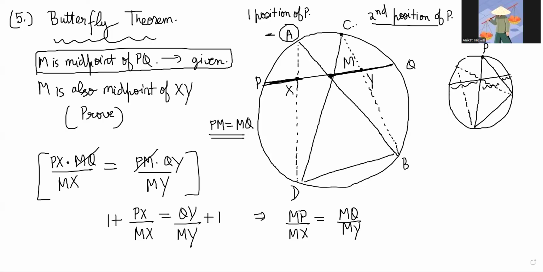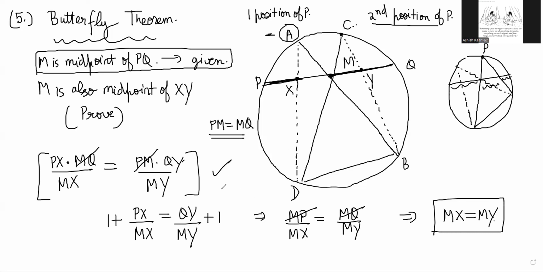And Mp and Mq are already equal. So we are getting Mx equal to My. Thus, proof. So this is why I wanted you to use this, because it takes only two steps. You just need to use the configuration of Haruki's lemma, right? Yes, sir.